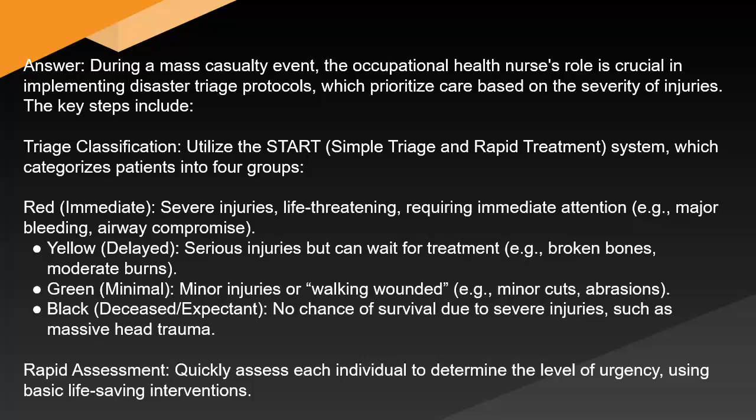The key steps include triage classification. Utilize the START (Simple Triage and Rapid Treatment) system, which categorizes patients into 4 groups: red, immediate, severe injuries, life-threatening, requiring immediate attention, e.g. major bleeding, airway compromise; yellow, delayed, serious injuries but can wait for treatment, e.g. broken bones, moderate burns; green, minimal, minor injuries or walking wounded, e.g. minor cuts, abrasions; black, deceased/expectant, no chance of survival due to severe injuries such as massive head trauma.